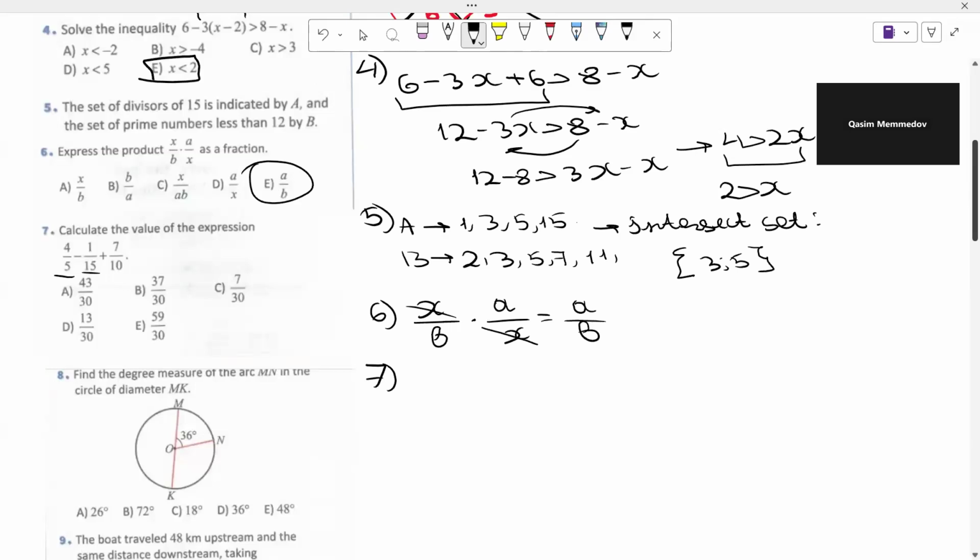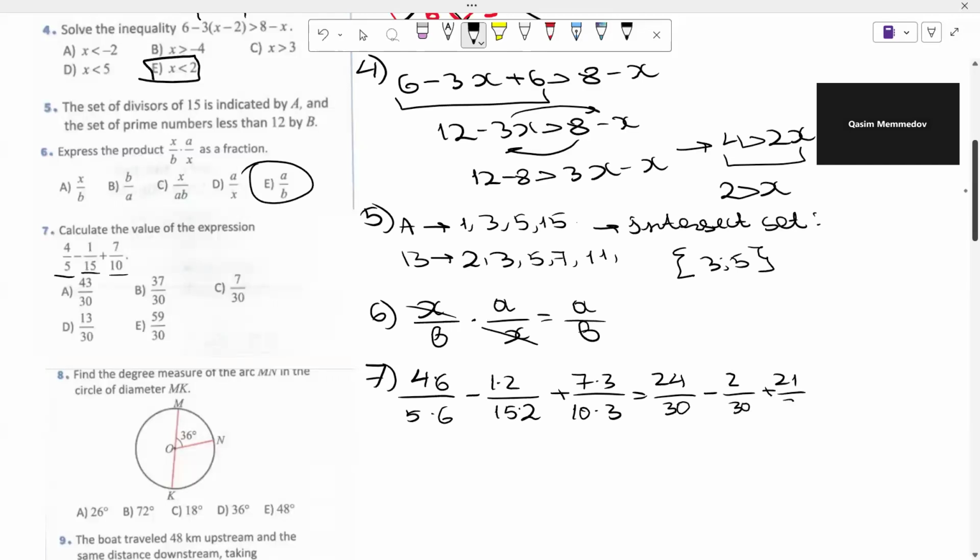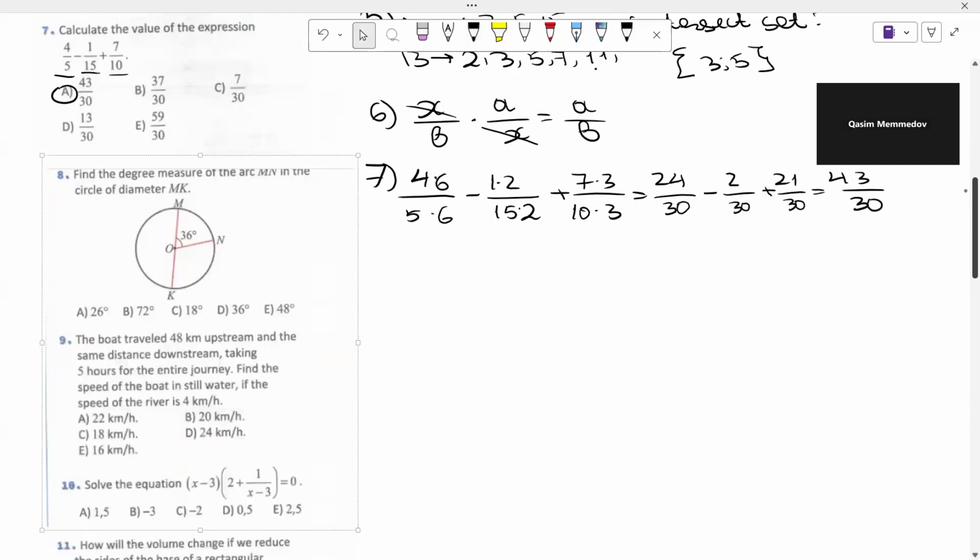we must write them with the same denominator. The same denominator for 5, 15, and 10 is 30. We can write it like that: 4 multiplied by 6 divided by 5 multiplied by 6, minus 1 multiplied by 2 divided by 15 multiplied by 2, plus 7 multiplied by 3 divided by 10 multiplied by 3. It equals 24 over 30 minus 2 over 30 plus 21 over 30, and it equals 43 divided by 30. Answer is A.